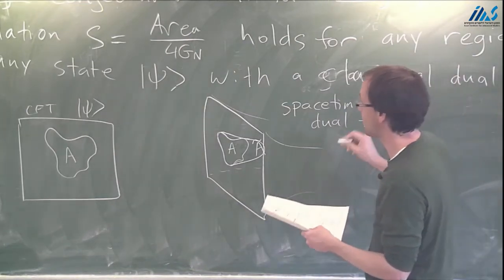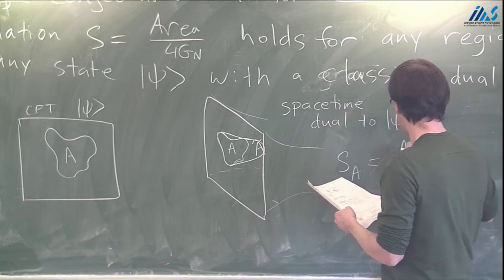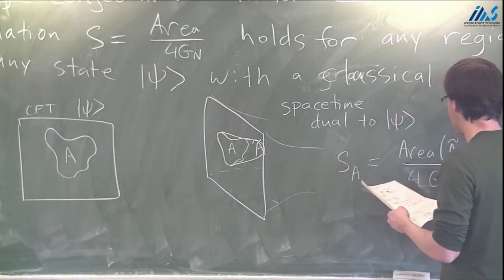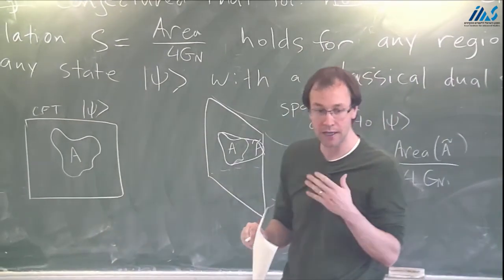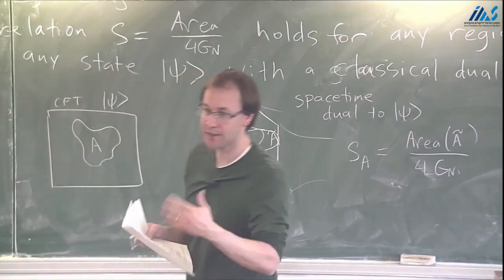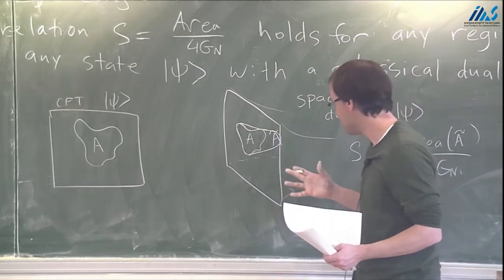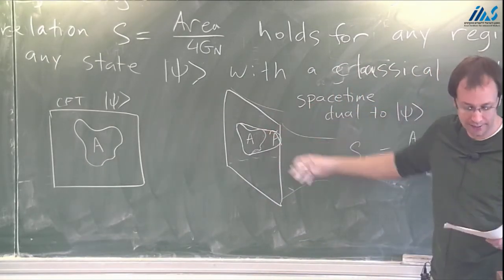And then the conjecture is, again, that S_A is equal to the area of A tilde over 4 G Newton. Okay, so the conjecture is that for these special CFTs, the structure of entanglement, in not just the vacuum state but even more general states, is such that it can be reproduced by these geometrical calculations.